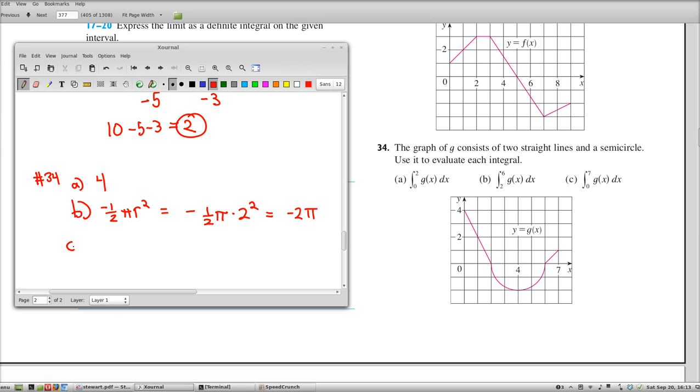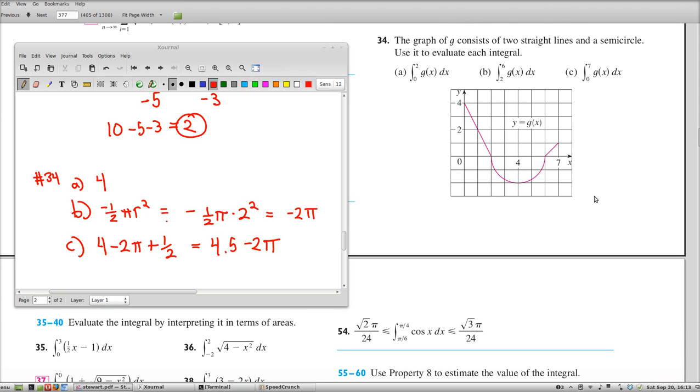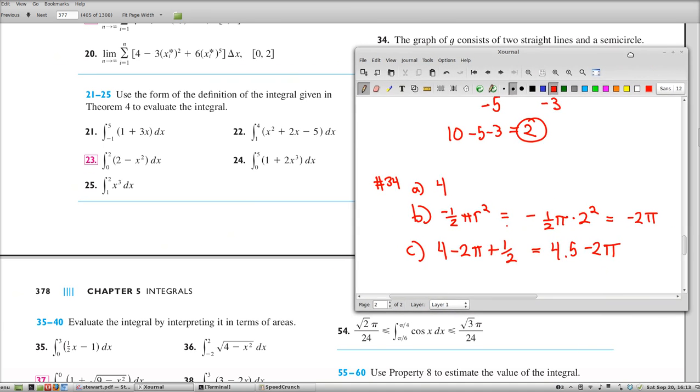And for C, what is it? From 0 to 7. So it's going to be the sum of these first two, 4 minus 2 pi, plus this extra little bit between 6 and 7, which is 1/2. So if you want to call this 4.5 minus 2 pi, you would be exactly right. Okay, so let's see what else they got here. Okay, so this is a good thing to be able to do. These are also good questions here.